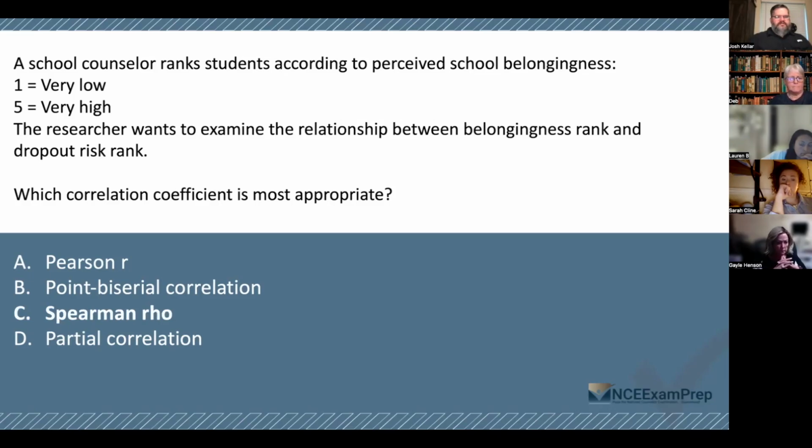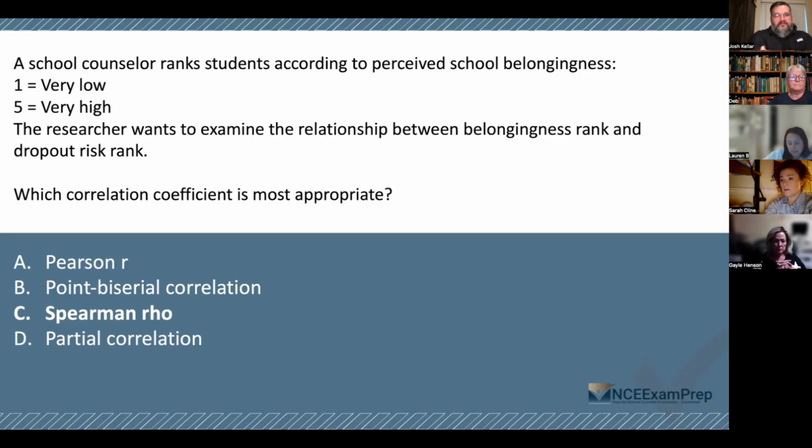Why are we all saying C? You're correct. Ranking. Well, for starters, it's the right answer. It's not talking about intervals or ratio. How far is very low from somewhat low?